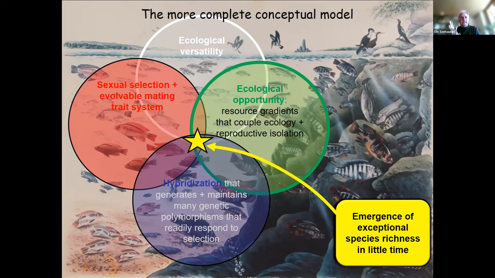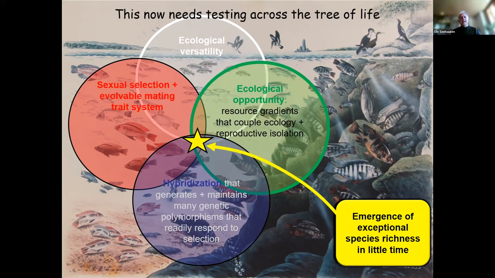So this is it. I think the more complete, and probably not full, conceptual model now involves, additionally to ecological versatility, an evolvable mating trait system and ecological opportunity, hybridization that generates and maintains many genetic polymorphisms that readily respond to selection.